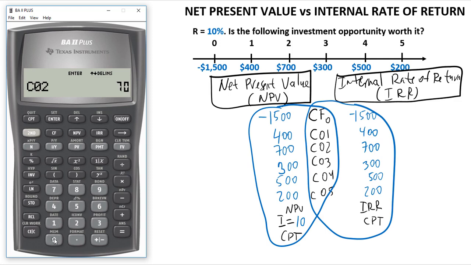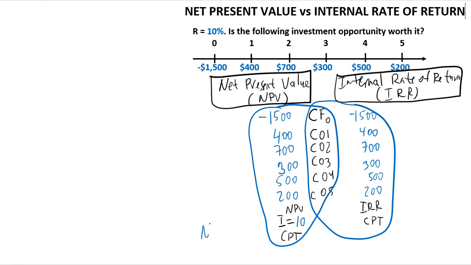Then I enter the rest of my cash flows. 700, enter, down, down. 300, enter, down, down. Then 500, enter, down, down, and the last one, 200, enter, down, down. Then NPV, the interest rate is given, it's 10%. I press 10, enter, down, and compute. $133.23.